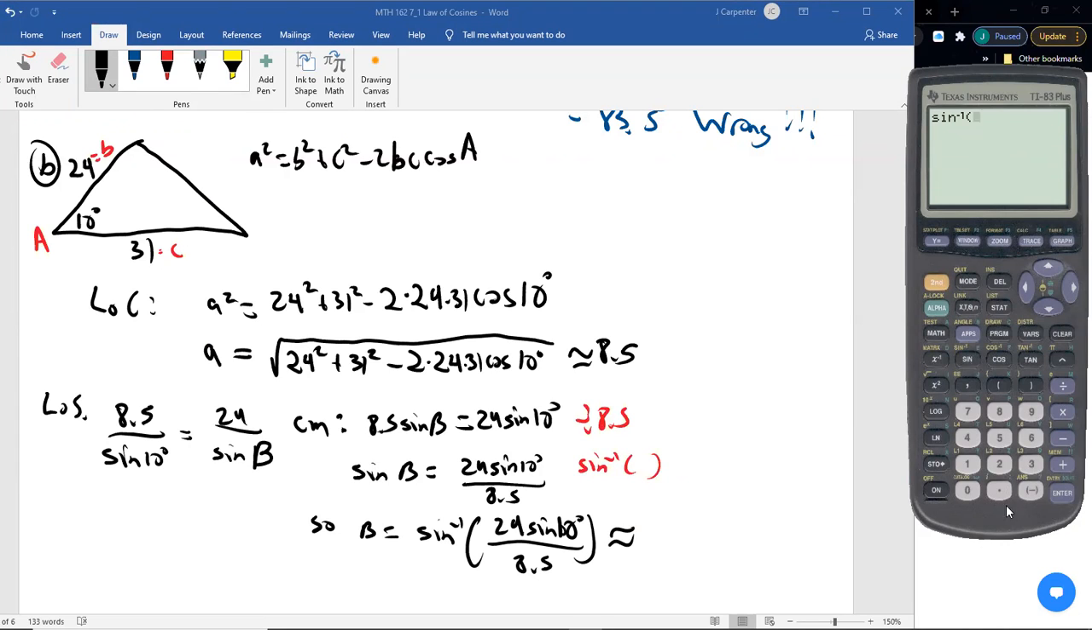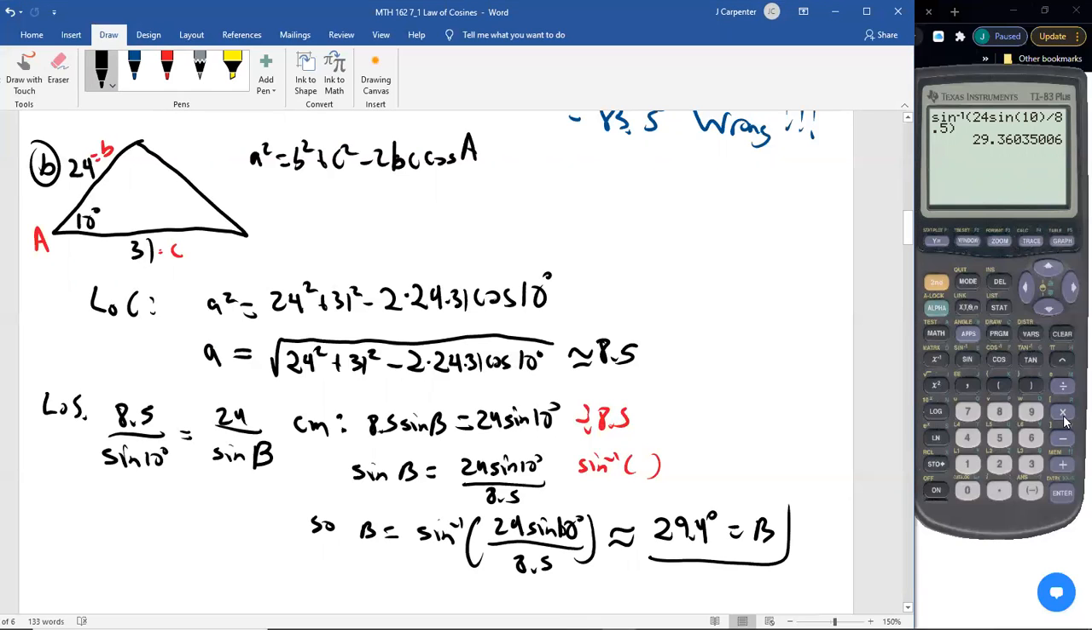Inverse sine, 24 times the sine of 10 degrees. Now this one you absolutely have to close. Divided by 8.5. It's the trailing ones that I don't technically have to hit, but I like to. And we get 29.36 blah, blah, blah. So rounded to the nearest tenth is 29.4 degrees. So that's what we're going to call angle B.